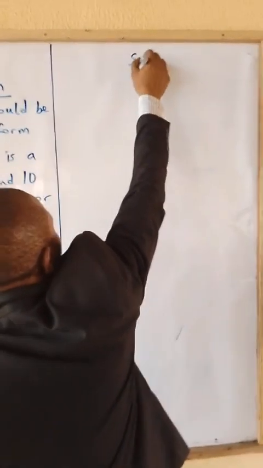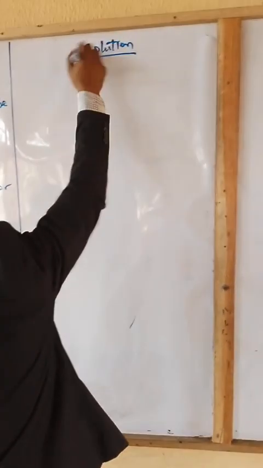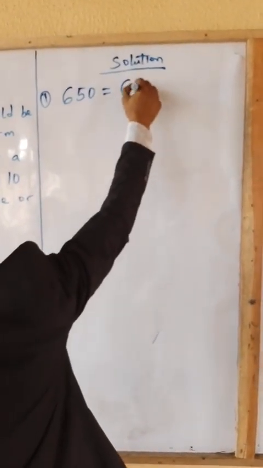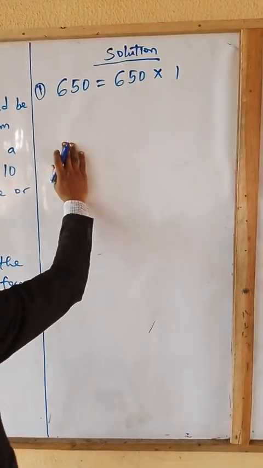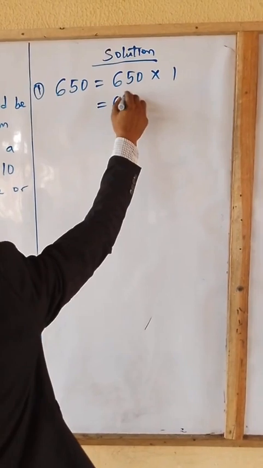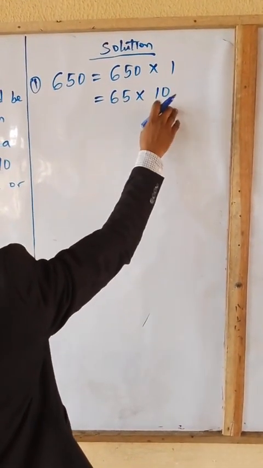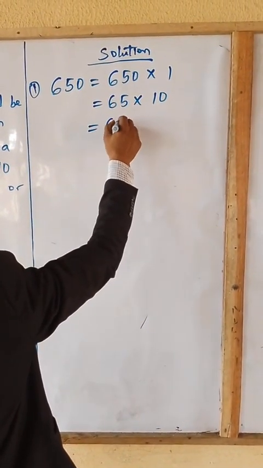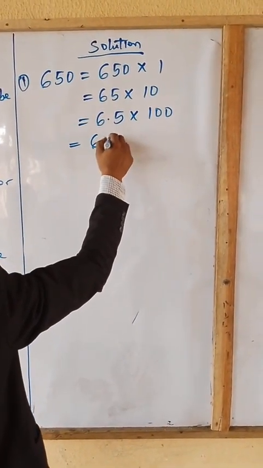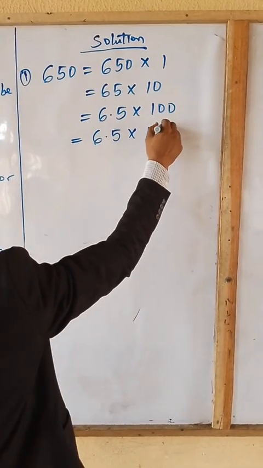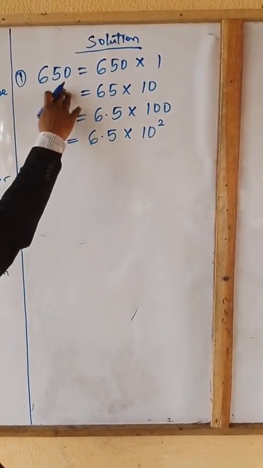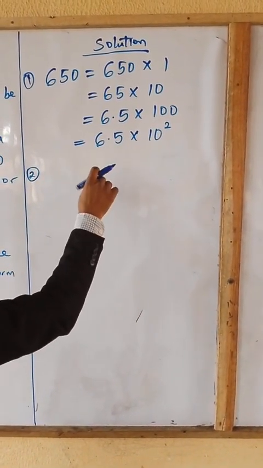Let's solve this question. Number 1, we have 650. So we are going to have 650 times 1. It still gives us 650. Then we are going to have 65 times 10. It will still give us 650. Then we are going to have 6.5 times 100. So therefore, our answer will be 6.5 times 10 raised to power 2. That's the standard form. We've expressed this number in standard form.